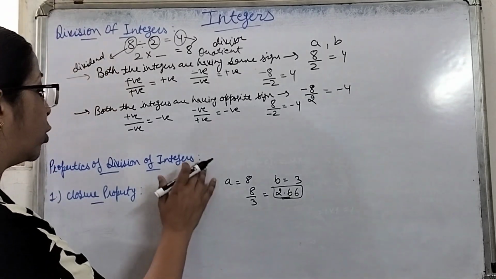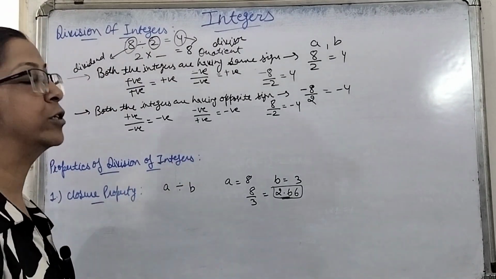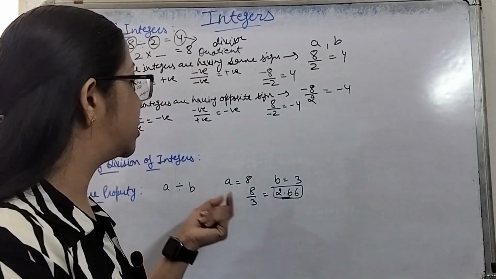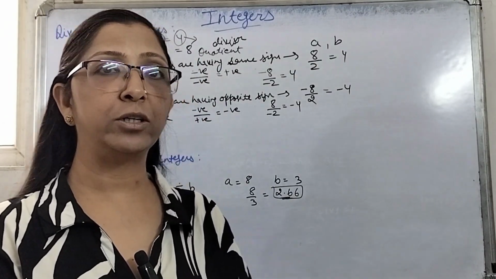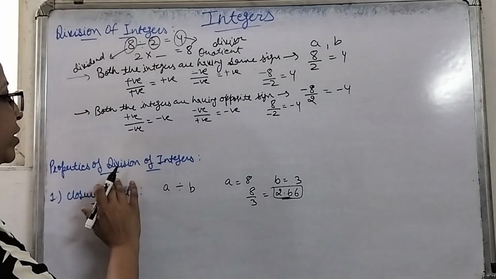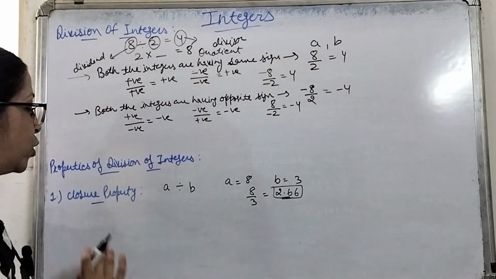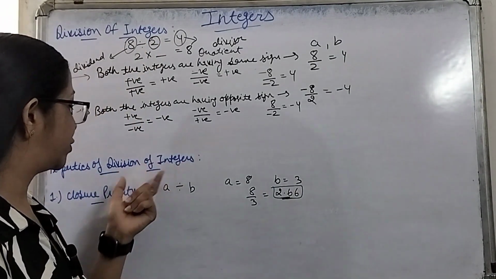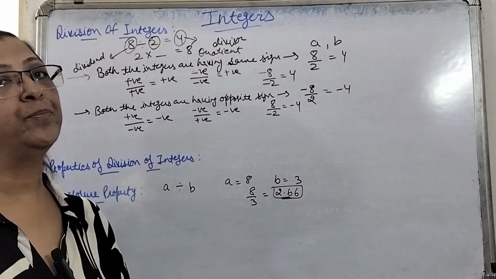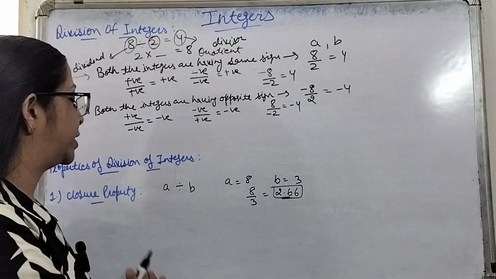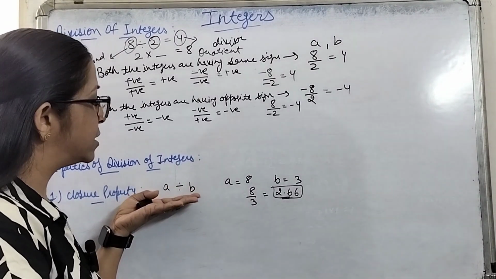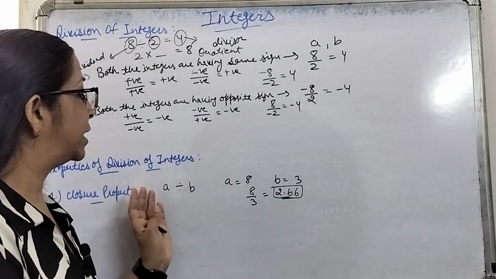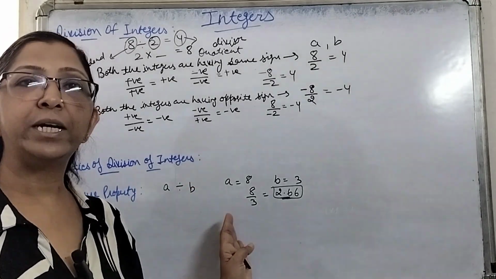So it is not always the case that when we divide any two integers, the quotient will always be an integer. So we say that division of integers does not satisfy the closure property. In some cases the division of two integers is an integer, but it is not so in each and every case.